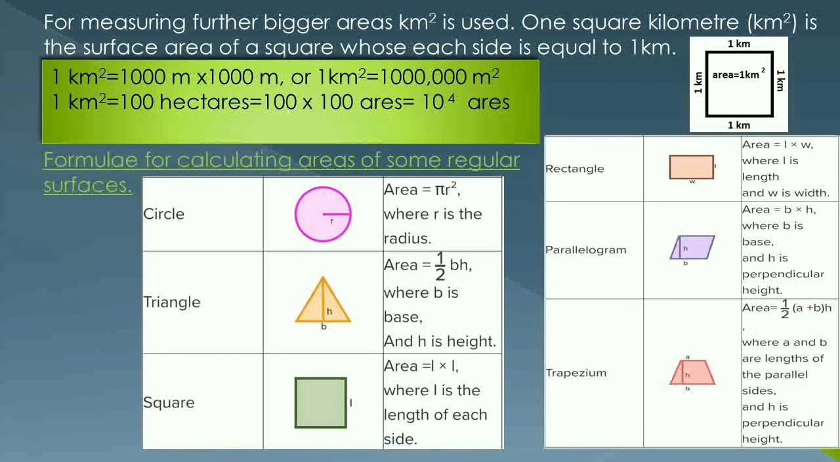So these are all about the areas of some regular surfaces. This you have to learn or remember. Okay.